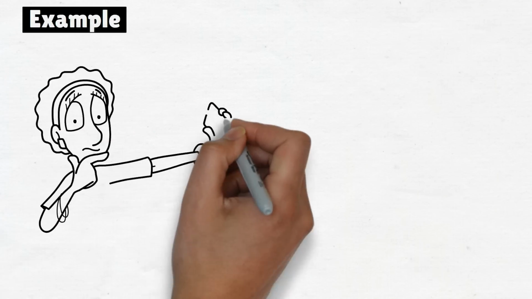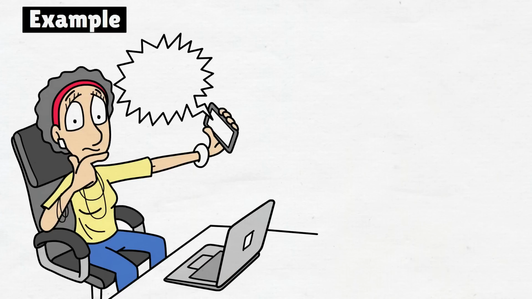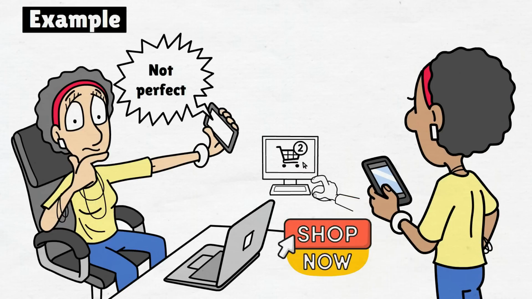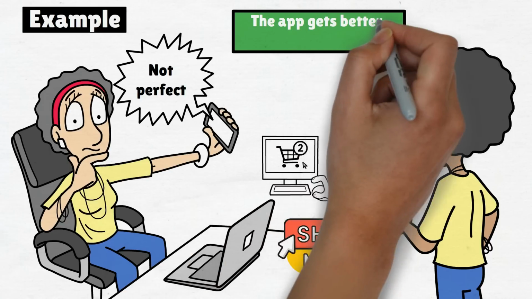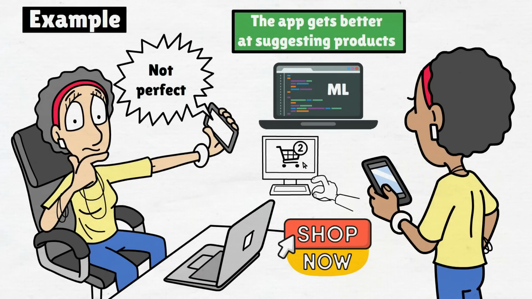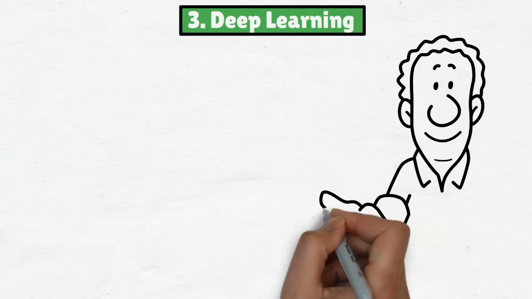Example: imagine you use an online shopping app, and it starts showing you recommendations for products you might like. At first, the recommendations might not be perfect, but over time, as you browse, click on certain items, and make purchases, the app gets better at suggesting products that match your taste. That's machine learning in action. The app learns from your behavior and the behaviors of other users to improve its recommendations without anyone programming it directly.